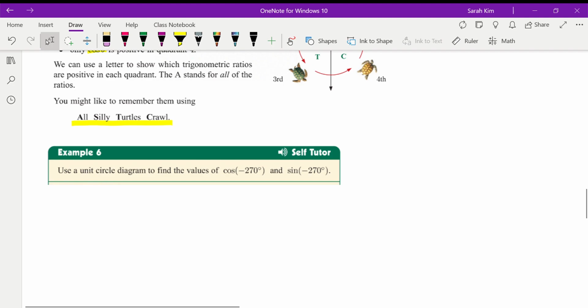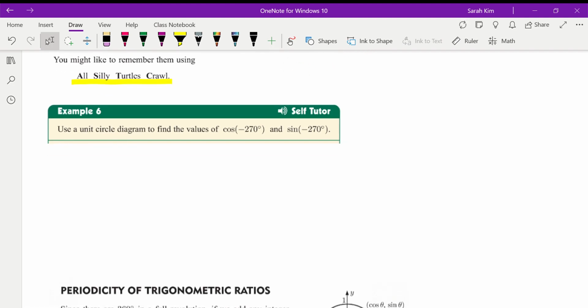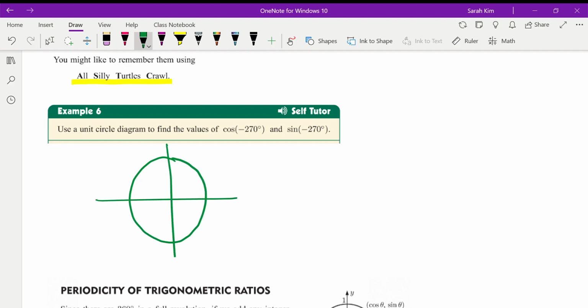So what you need to do in example 6 is use a unit circle diagram to find the values of cos minus 270 degrees and sine minus 270 degrees. So we'll give that a go.